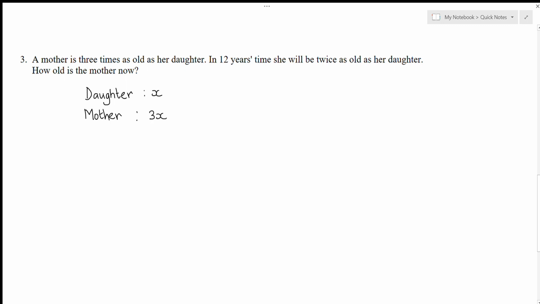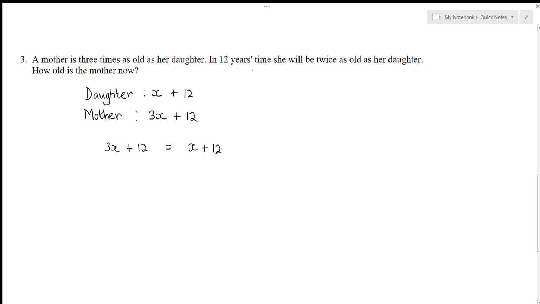In 12 years' time, the mother will be twice as old as the daughter. So in 12 years' time, the daughter would age 12 years, as well as the mother. They would both age 12 years. So remember to put plus 12 to both the ages. So here we're going to have 3x plus 12 equal to x plus 12.